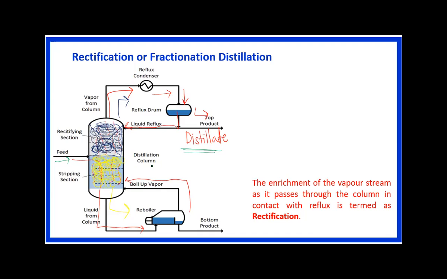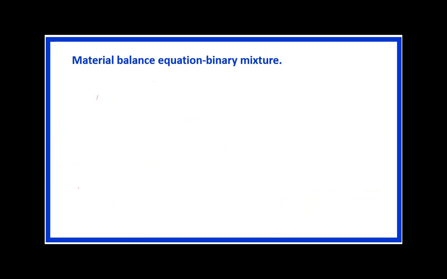So let us discuss what exactly is happening on the rectification plate, that is the ideal plate, or what exactly the rectification is on the ideal plate. First of all, we must know about the ideal plate and its rectification. But before that, on the basis of this diagram, I am going to write the material balance equation, that is the overall material balance as well as the individual material balance.